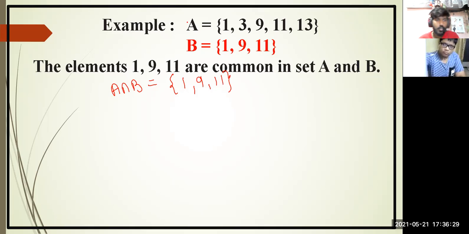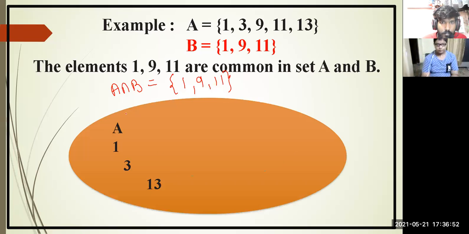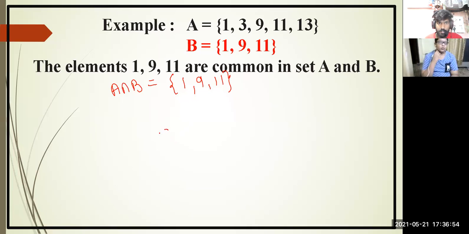Done, sir. Okay. You have done it like this, no? A, and then you have done B. And just in the intersection, you have written 1, 9, 11. It's correct. What you did is correct. But one thing you have to note carefully.